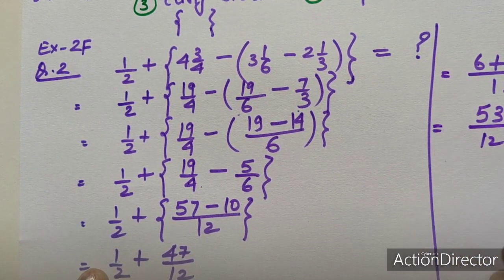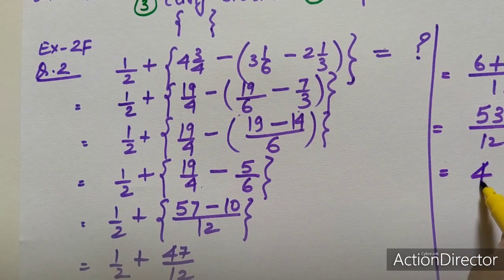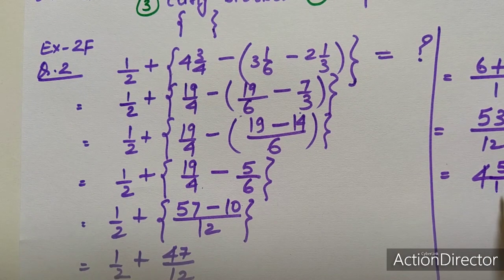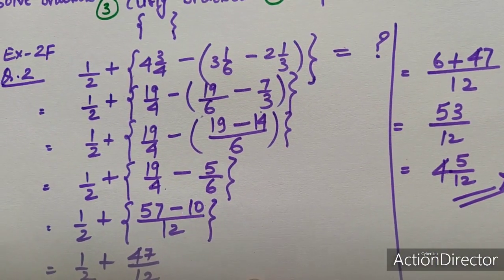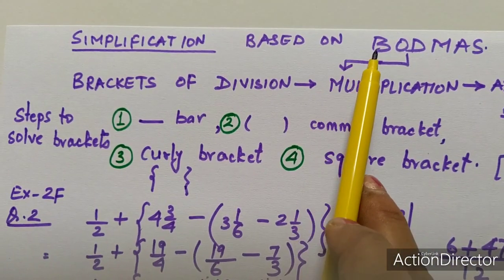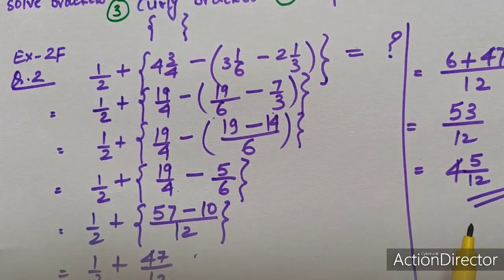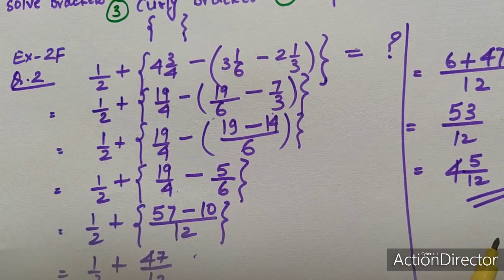And when you divide 53 by 12, 12 4s are 48, 49, 50, and then remainder 5, so 4 and 5 by 12. This is the answer in mixed fraction. So in this way, by using BODMAS and all these different brackets, you have to simplify in this manner. Hope it is clear to all of you.